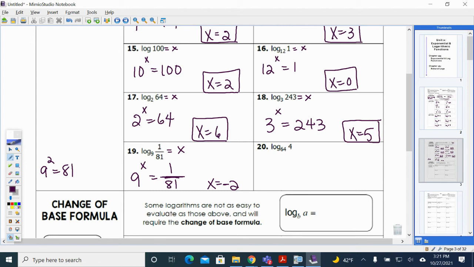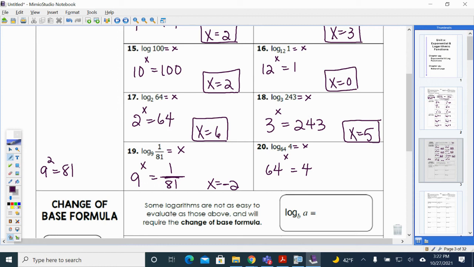On number 20, 64 to what power is 4? Now, this one's really difficult for me to explain here. Because to go from a 64 to a 4, I know I need a square root, or a cube root, or a fourth root, or a fifth root. So I tell you what, let me show you how to do this one in the calculator.